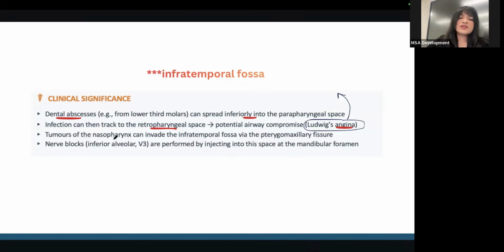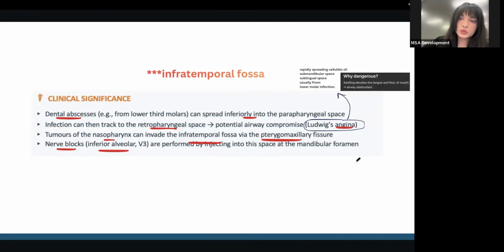Then you have tumors of the nasopharynx, which can invade the infratemporal fossa via the pterygomaxillary fissure. We'll come to that. Nerve blocks are performed by injecting into the space at the mandibular foramen. Okay. Yeah, this is just what I said. Rapidly spreading cellulitis. Why dangerous? Because swelling elevates the tongue and floor and causes airway obstruction.